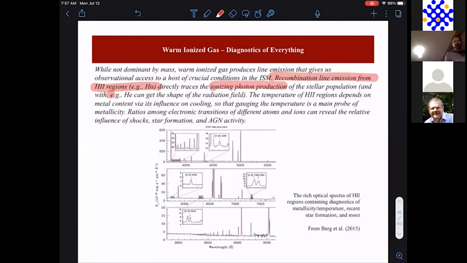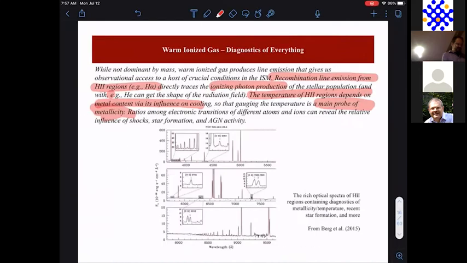If you start to get recombination lines from helium, you have information on the shape of the radiation field. Because the temperature of H2 regions depends on metal content via the influence of metals on cooling, gauging the physical state of H2 regions ends up being, and this is really crucial to understanding galaxy evolution, a main probe of metallicity. Beyond this, ratios among the electronic transitions, especially closely spaced electronic transitions of different atoms and ions, are very powerful as a way to reveal the relative influence of shocks in star formation and AGN activity. I think we'll hear a lot more about these various BPT diagrams as we move forward in the week.